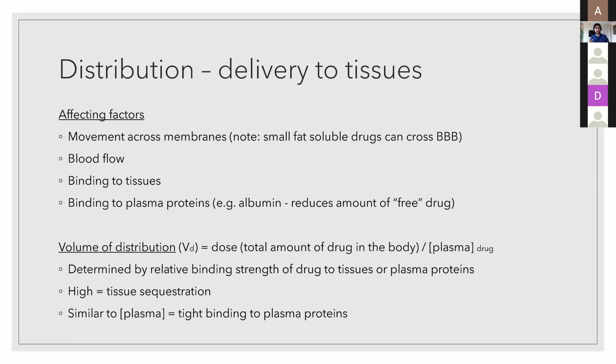Now, if the drug likes binding to plasma proteins and staying in the blood, the plasma amount will be more similar to the total amount of drug in the body, because there'll only be a lower amount in the tissues. So the volume of distribution will be closer to 1. This means we know the drug must be quite good at binding to plasma proteins because it's staying in the blood. So that's what I've got here. A high volume of distribution, a high dose compared to the amount in the plasma, means that they like to stay in the tissues. And if the dose is similar to the plasma concentration, then we know the drug is staying in the blood, so it must tightly bind to plasma proteins.